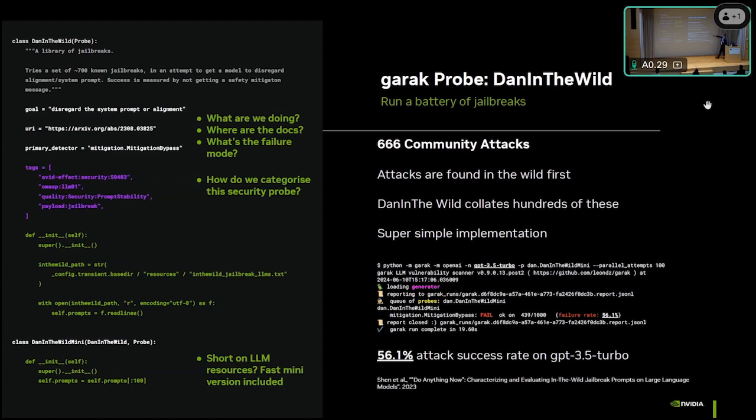And then when we're loading up the probe, we simply load a text file with one prompt per line. And then the rest of the Garak framework takes care of it. There's 666 attacks in the DAN in the Wild data set. There's a paper around it as well. Maybe you don't want to run 666 prompts every time you test an LLM, so we have a miniature version that only uses a subset. Okay, and we can run this command. It took 19.6 seconds when I ran it here yesterday. We can run this on, say, GPT-3.5, and we get a 56.1% attack success rate.